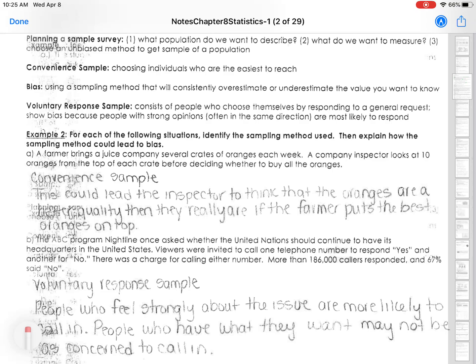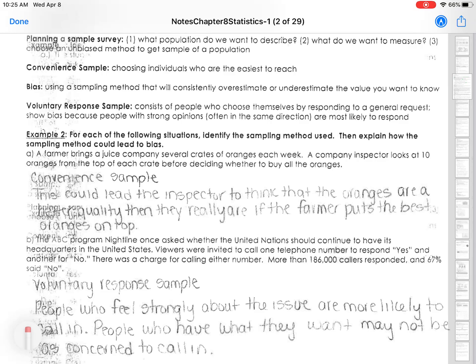So let's just go over 2 of these. So these are asking, again, a lot of this comes down to vocabulary. Can you identify the type of sampling method that's used? So we're talking about either a convenience sample, a voluntary response sample, or a biased sample. It says a farmer brings a juice company several crates of oranges each week. A company inspector looks at 10 oranges from the top of each of the crates before deciding whether to buy all the oranges. So this would be a convenience sample because most likely they're going to be picking the ones that are on the top, which are usually the best because as the oranges go lower and lower, they're going to get smushed. So again, this would be a convenience sample because you're picking the items that are on the top.